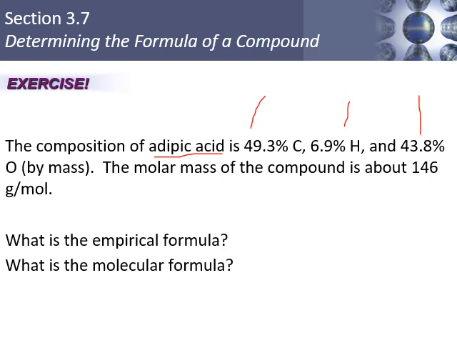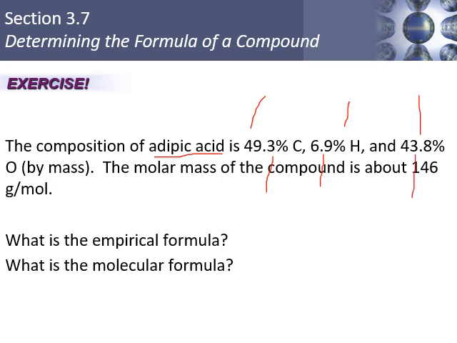So there's a trick to doing these problems, so you probably want to write this down, and that is that what you want to do first is you want to assume that you have 100 grams. Now what we have is actually 100%, right? But you want to assume that you have 100 grams and then divide accordingly. So if you had 100 grams total of this stuff, then 49.3 grams of it would be carbon, and then 6.9 grams would be hydrogen, and 43.8 grams would be oxygen.